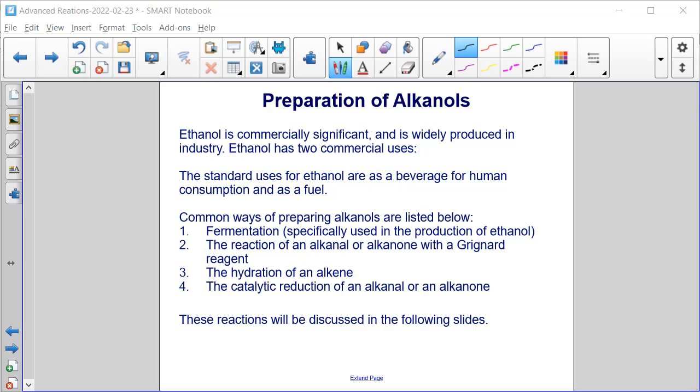Common ways of preparing alkanols are listed below. First, fermentation, specifically used in the production of ethanol. Second, the reaction of an alkanal or alkanone with a Grignard reagent. Third, hydration of an alkene. And fourth, the catalytic reduction of an alkanal or an alkanone. We're going to discuss each of these common preparations in the following slides.